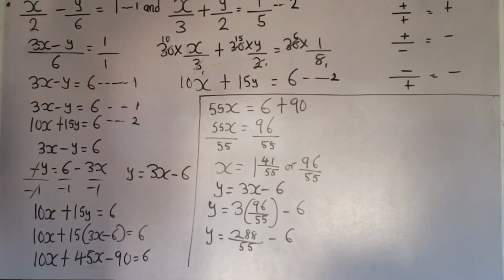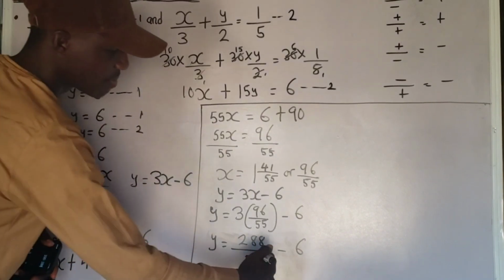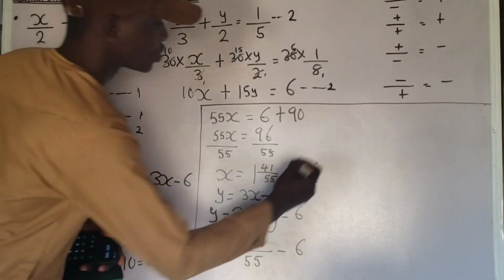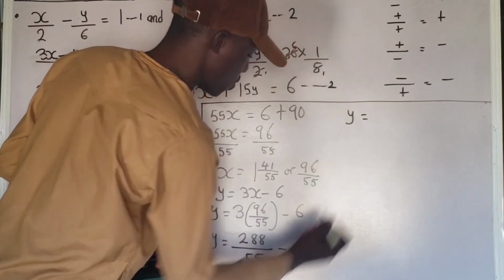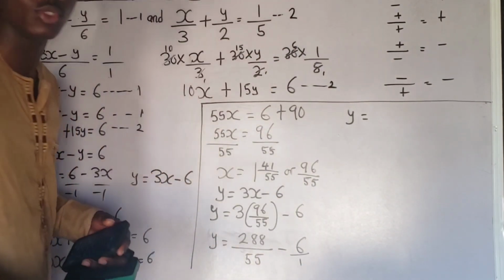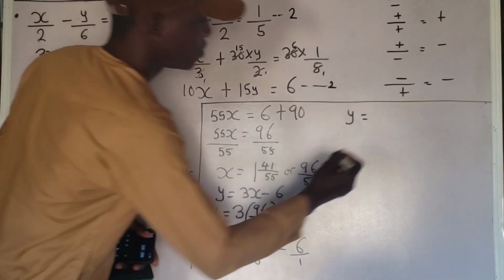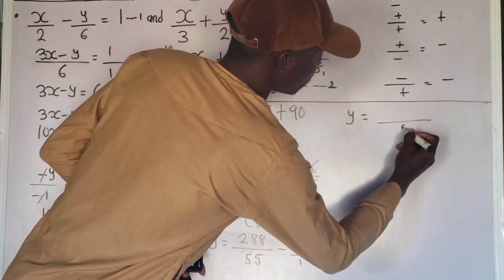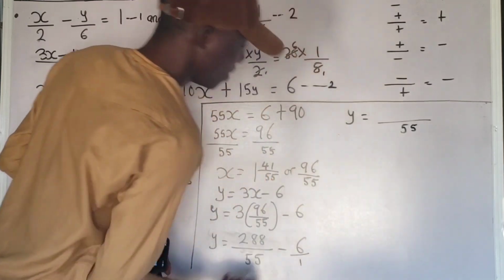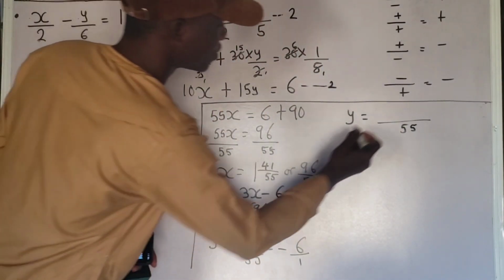Now, having gotten to that point, we can take the LCM. Do you understand? We can take the LCM of the right hand side of this equation. So I'm going to have y is equal to, what is the LCM of, 6 can be written as 6 over 1. You understand? What is the LCM of 55 and 1? That will be what? 55. Okay? So the LCM here is 55. 55 divided by 55, that is 1. 1 times 288, that is 288.